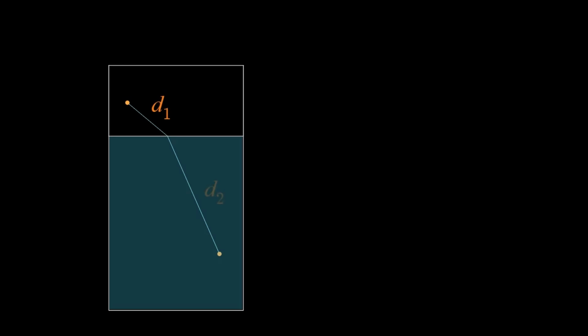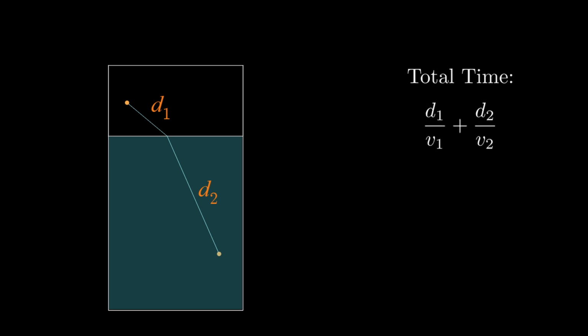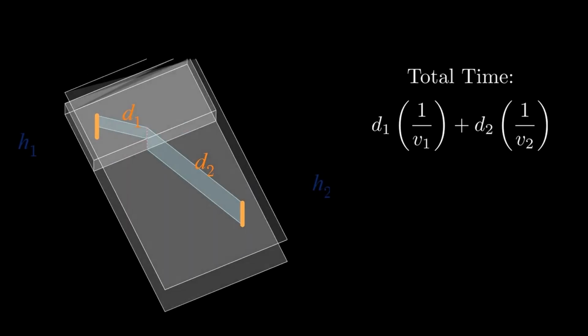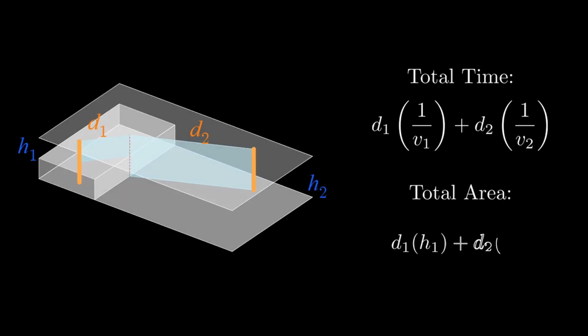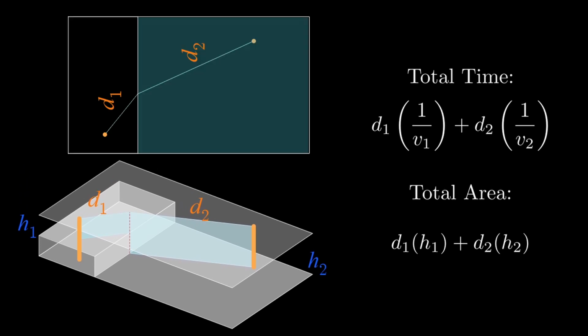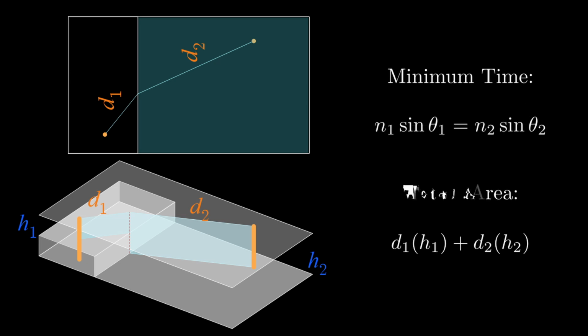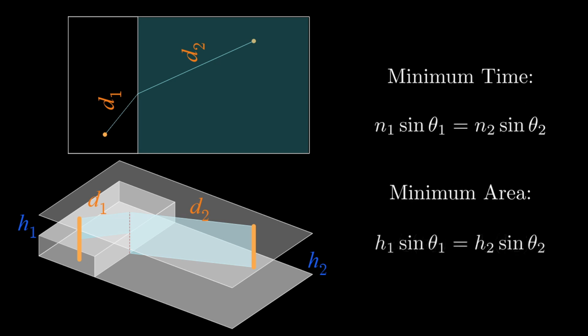In the case of light, let this be d1 and this be d2, and their corresponding velocities be v1 and v2. Then the total time would be d1 by v1 plus d2 by v2. And similarly, the total area of soap film is d1 multiplied by h1 plus d2 times h2. We observe that the height here is analogous to the inverse of velocity or refractive index in optics. In optics, time is minimized when it satisfies Snell's law, and similarly with soap film, it minimizes with the modified Snell's law when we replace refractive index with height.